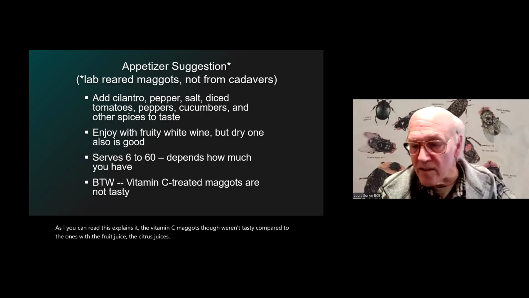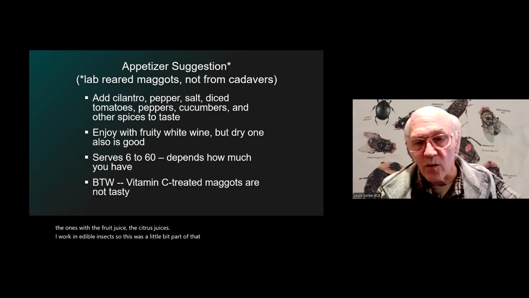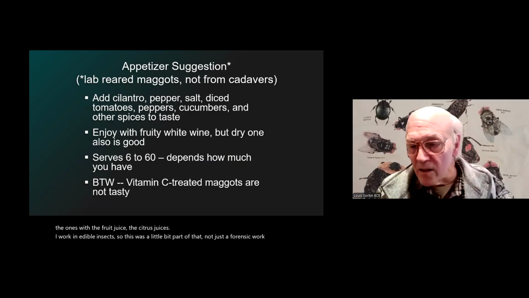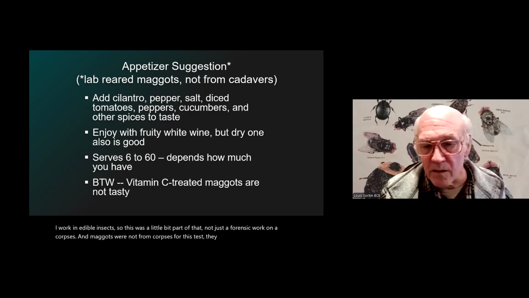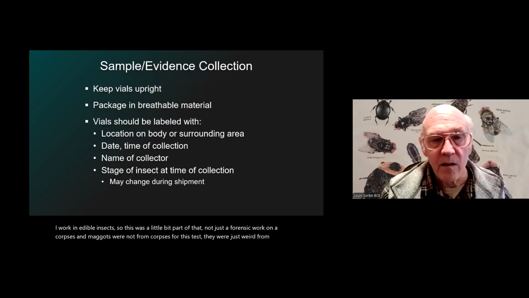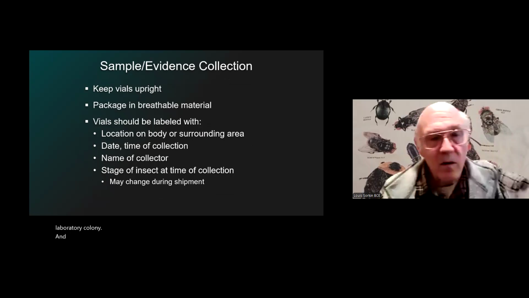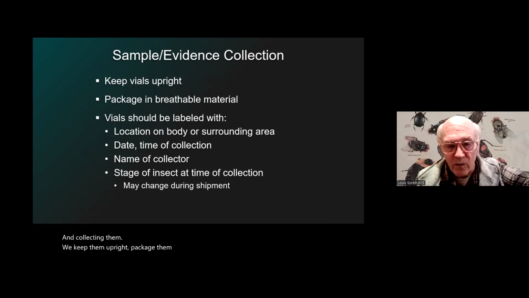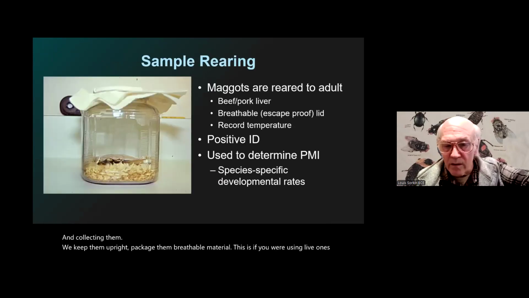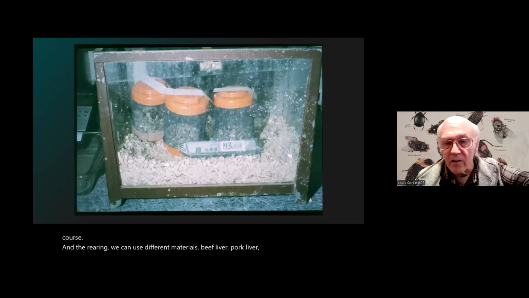I work in edible insects, so this was a little bit part of that, not just forensic work on corpses. And the maggots were not from corpses for this test. They were just reared from a laboratory colony. And collecting them, we keep them upright, package them in breathable material. This is if we're using live ones, of course. And the rearing, we can use different materials, beef liver, pork liver, and breathable containers, of course.